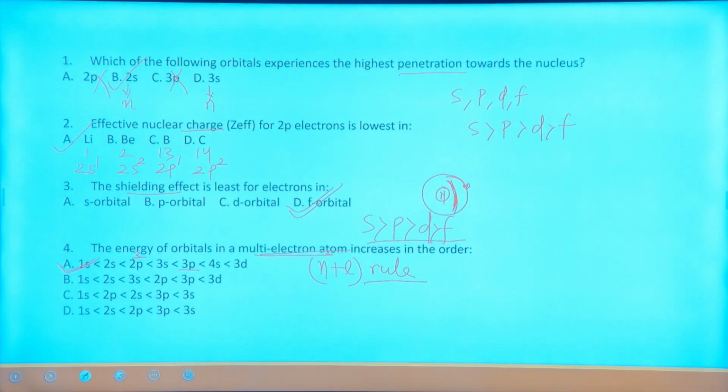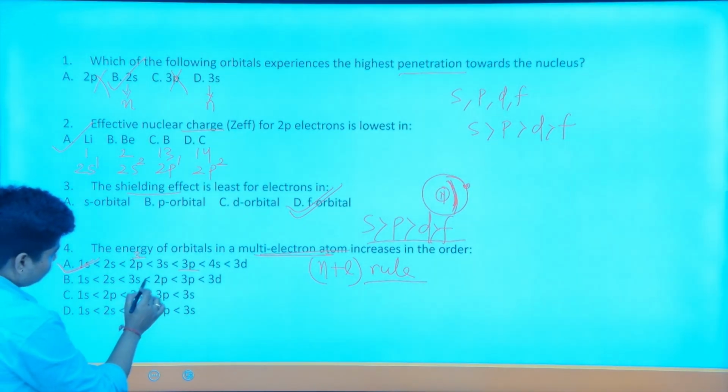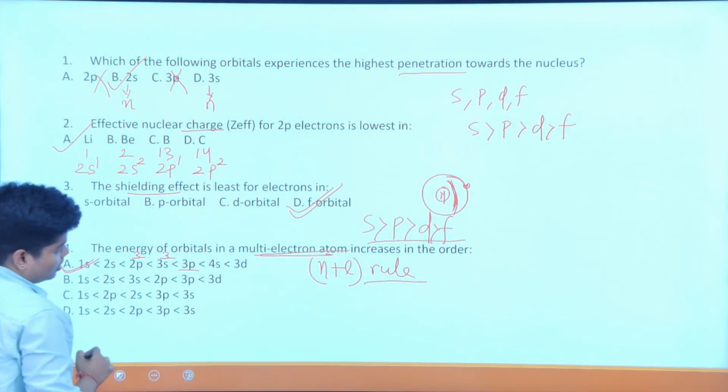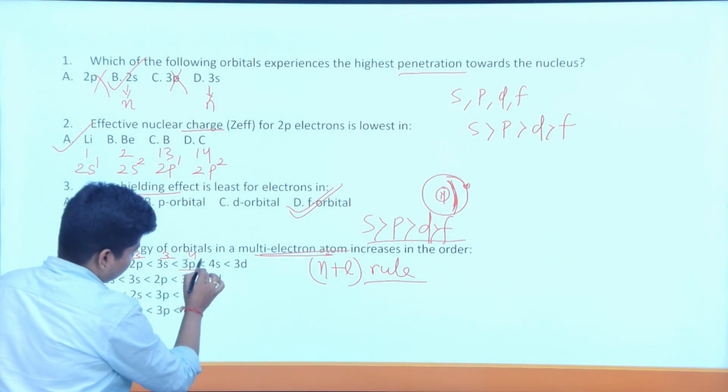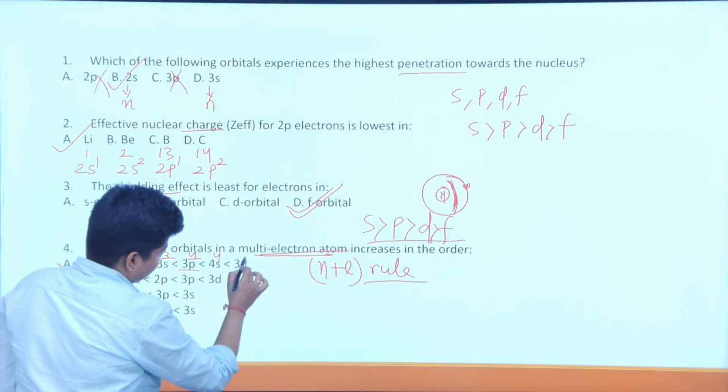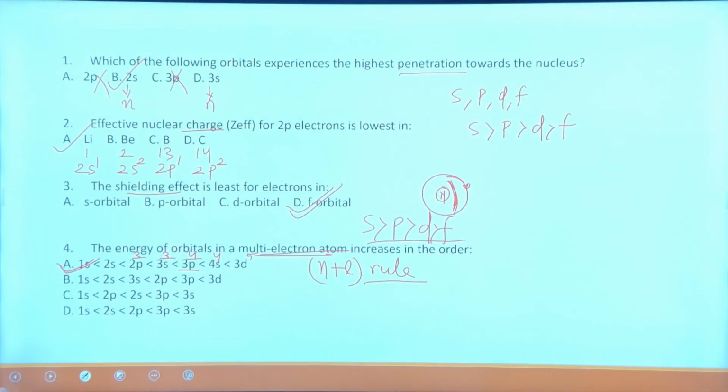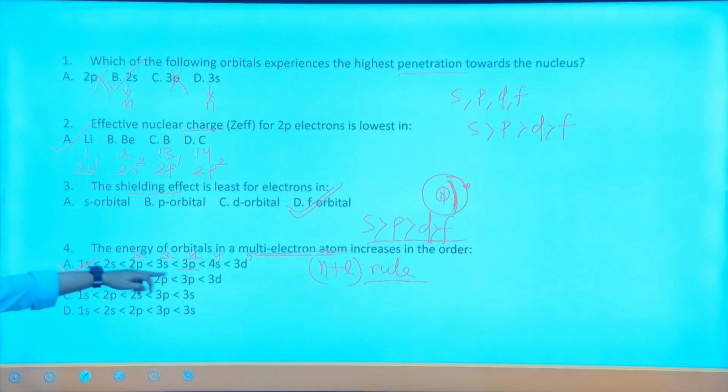And here also n plus l is 3. For 3p, n plus l will be 4, for 4s it will be 4, and for 3d it will be 5. So as per the n plus l rule, the orbital energy order will be like this.